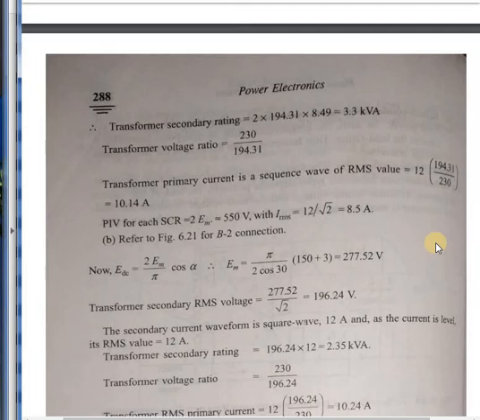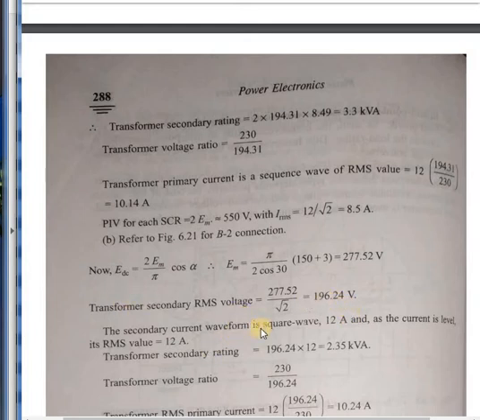Okay, now peak inverse voltage of ECR will be 2 Em, that is approximately equal to 550 volts, and IRMS is 12 by root 2, that is 8.5 amps. Now referring to B2 connection, where you have 4 thyristors, what will be the configuration? 2 Em by pi into cos alpha. Therefore Em will be equal to again 277.5 volts.